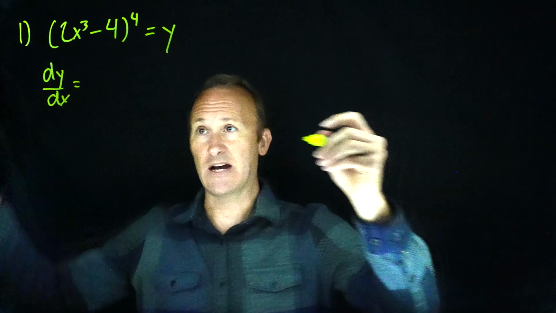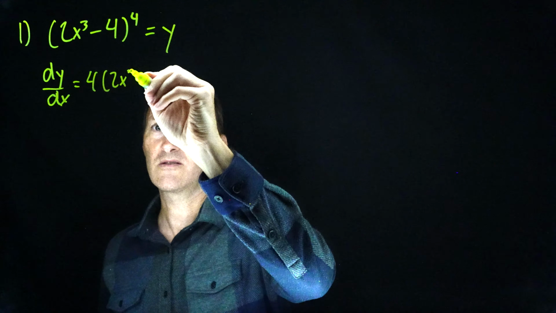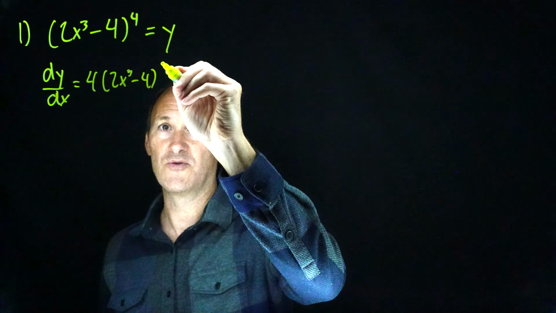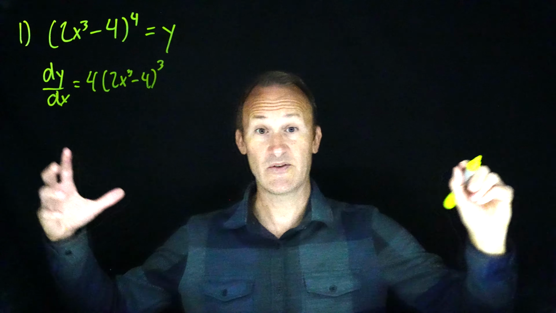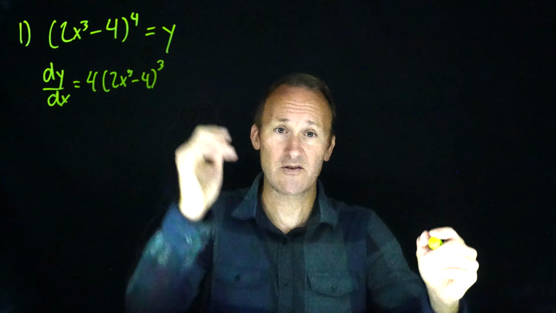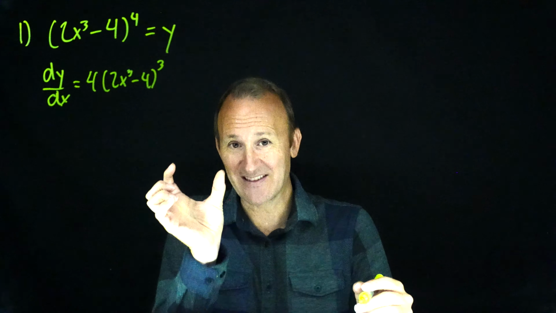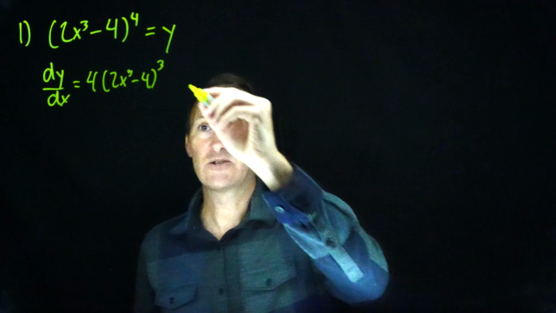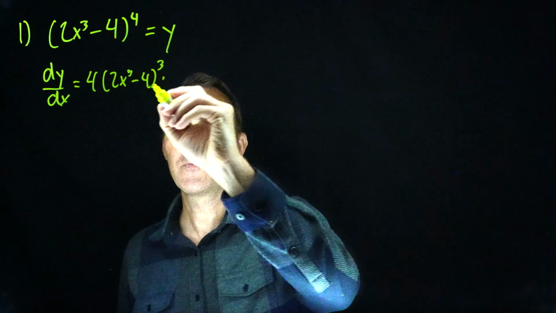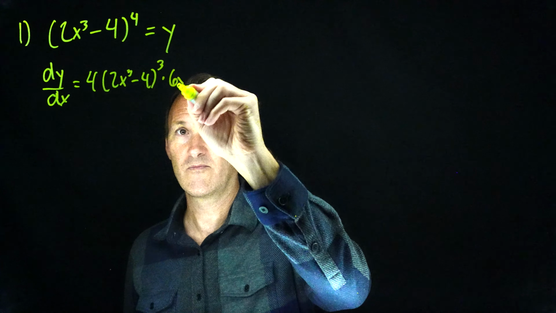You've got a power, bring it down in the front. So it's 4 times 2x cubed minus 4, all to the 3rd, right? That's the derivative of the outside. Anything to the 4th is 4 times that thing to the 3rd. But by the chain rule, we have to take the derivative of the inside. So I multiply this by the derivative of the inside, which is simply 6x squared.